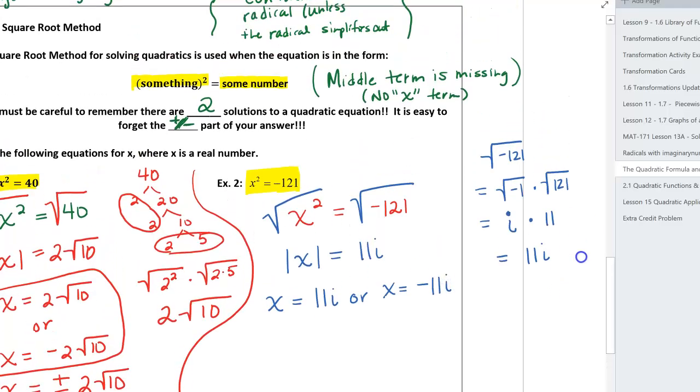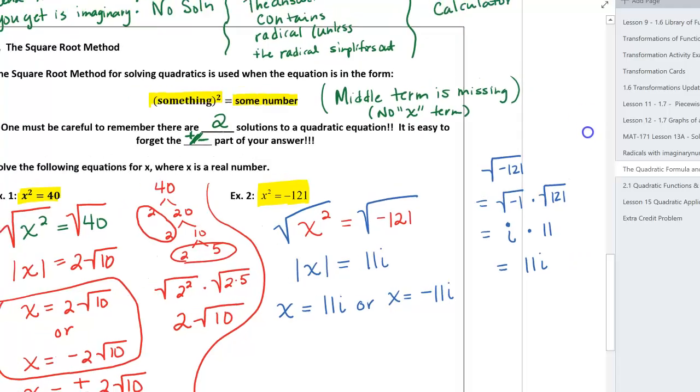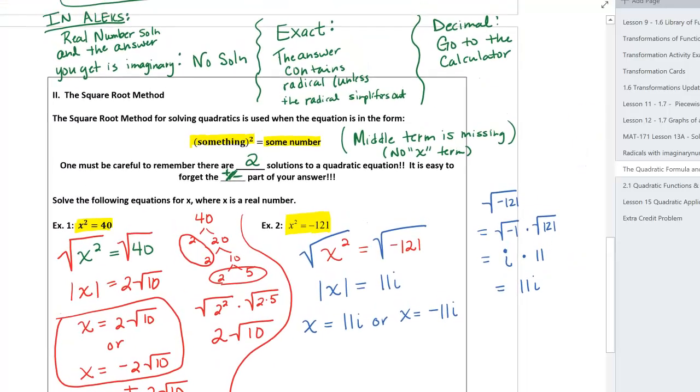Now, in the previous video, I was talking about what ALEKS would want as an answer. If the directions in ALEKS had said find your real number solutions, and you actually got imaginary numbers, then the answer in ALEKS would be no solution. But if they don't specify real number solutions, then you would give the imaginary answer. So I'm just going to make a note here: no real solution.